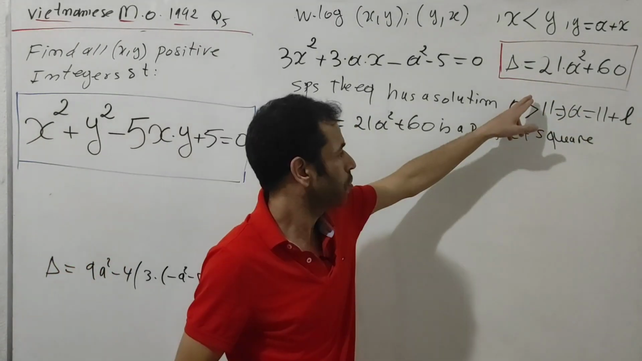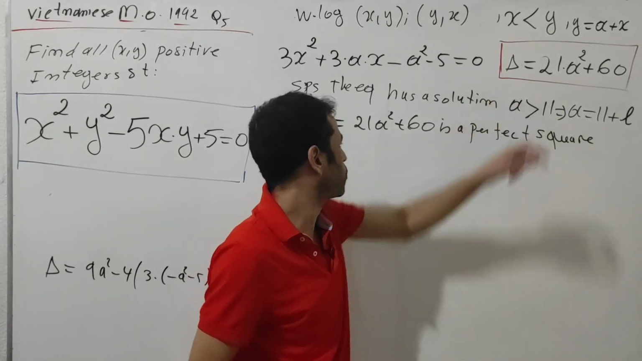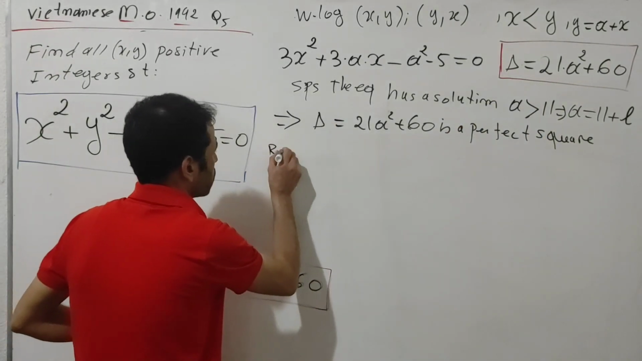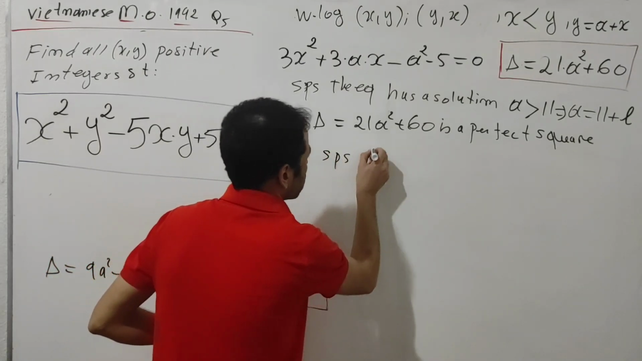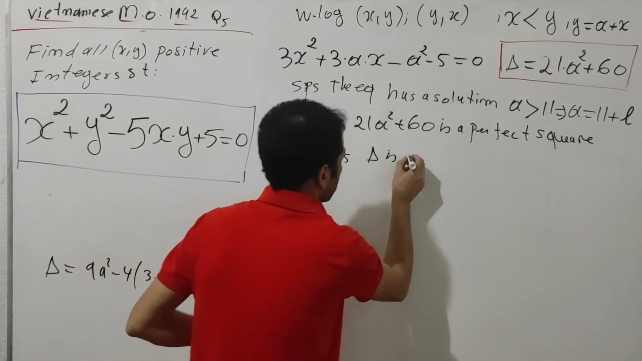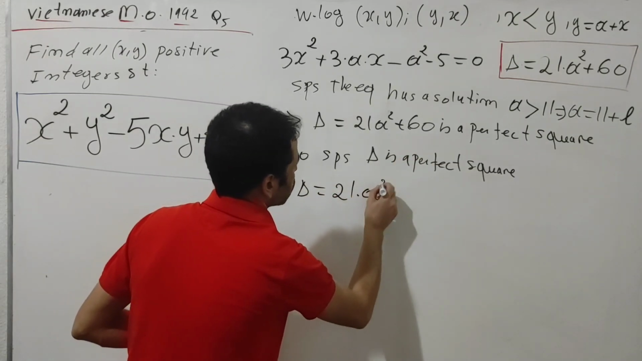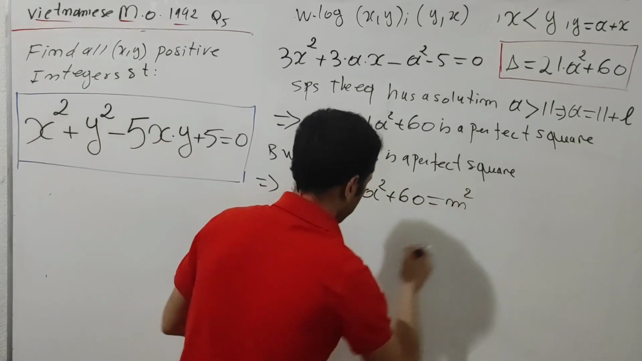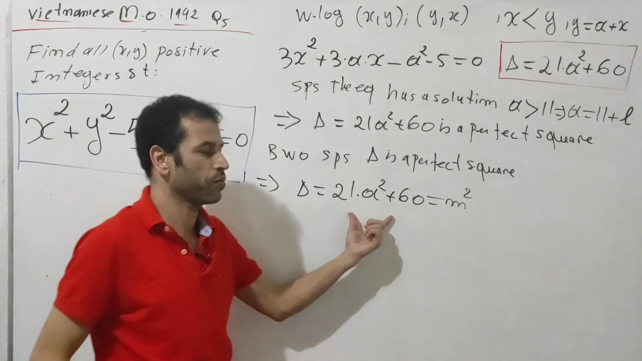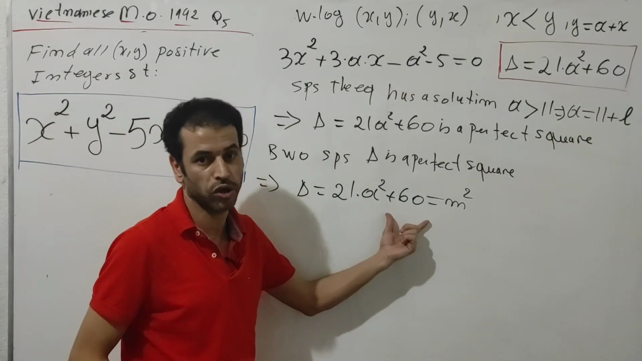By way of contradiction, I'm going to show this one is not a perfect square. Suppose delta is a perfect square. Delta, which equals 21 multiplied by a squared plus 60, equals m squared. That's the definition of a perfect square. At the end of the proof we will find the contradiction.